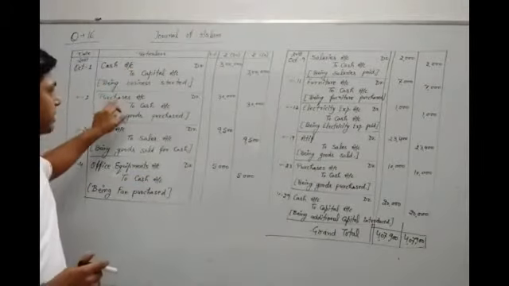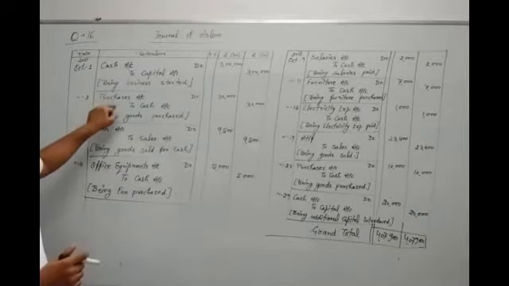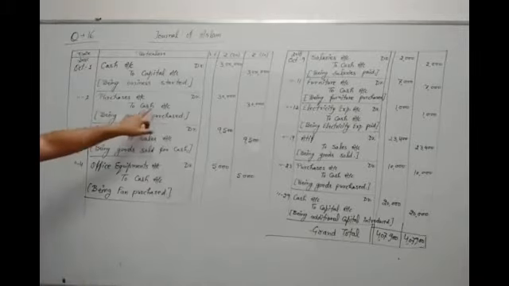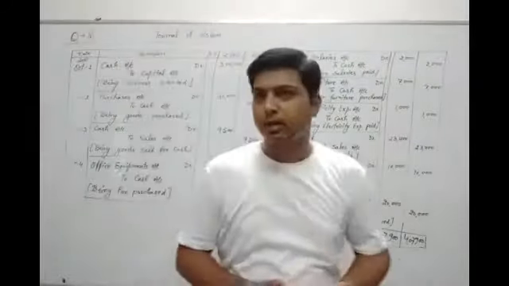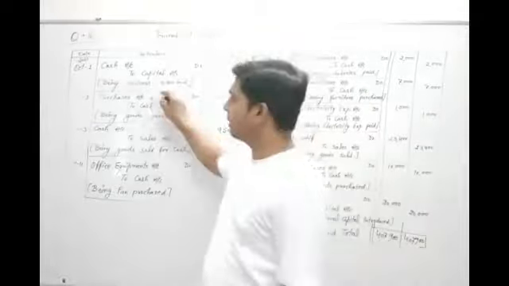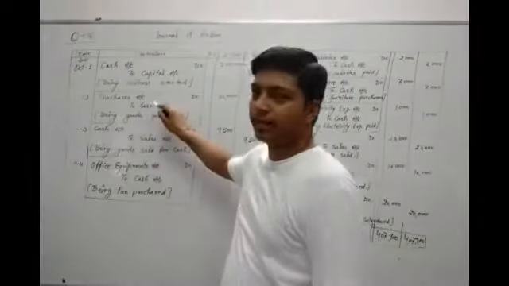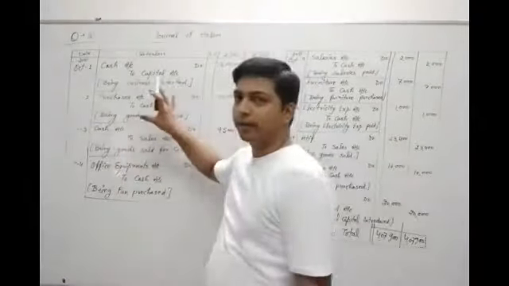Next entry is for purchasing goods for cash. In that case, what comes? Goods come. So we are debiting purchases. Purchases account debit to cash account. Cash account is being credited. Why? Because cash goes out of business. Purchases account is debited because goods come in, and cash account is credited because cash goes out. Both are related to real account.